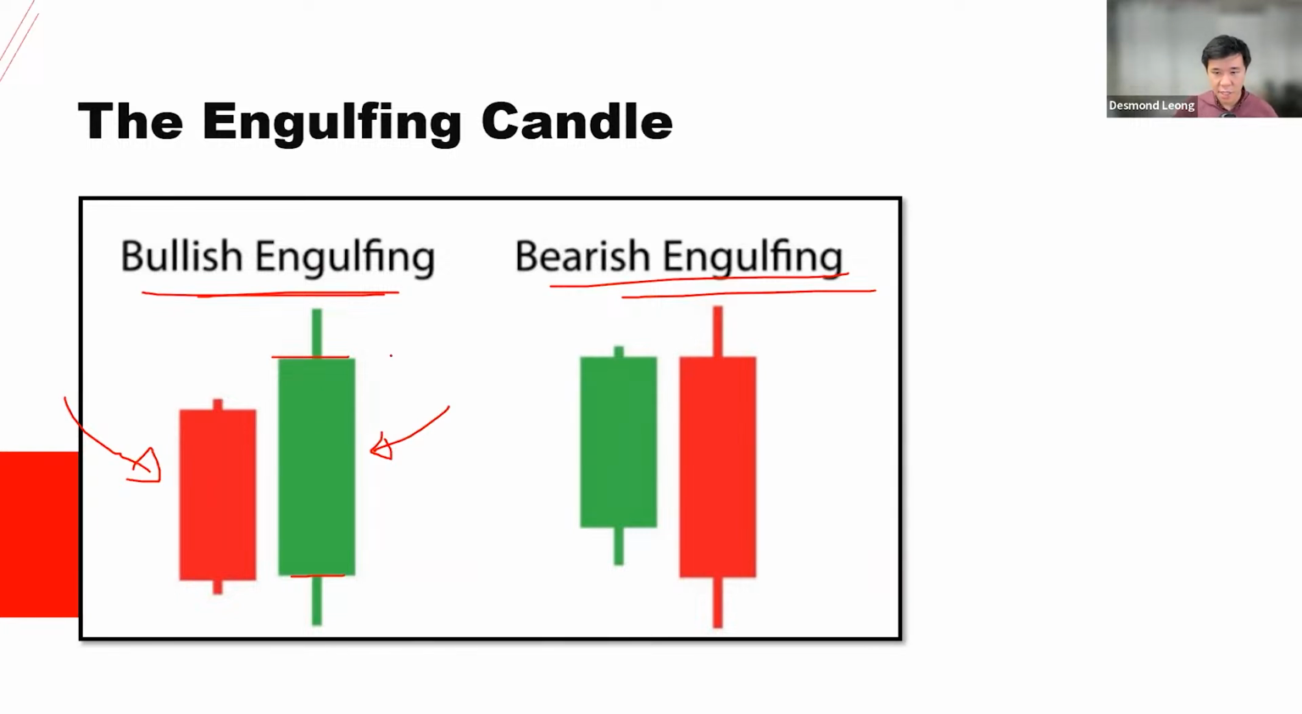Okay, so this is bullish engulfing. That means the bigger candle is a bullish candle. Bearish engulfing is like the bigger candle is a bearish candle, as you can see over here.